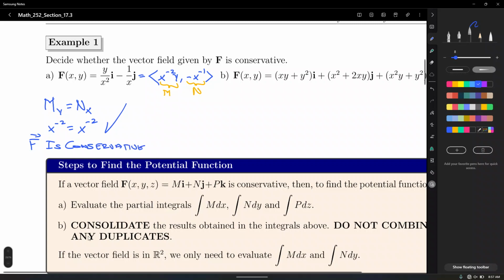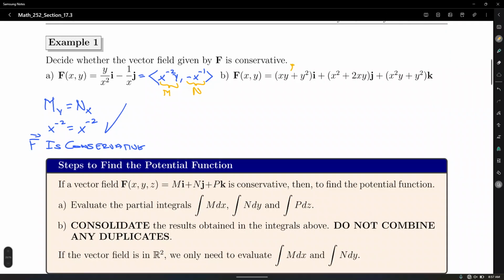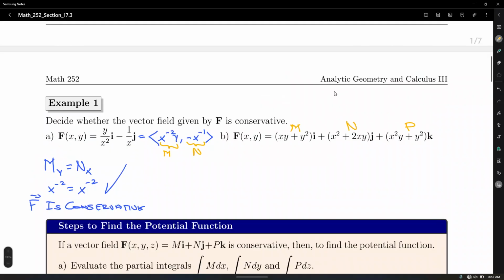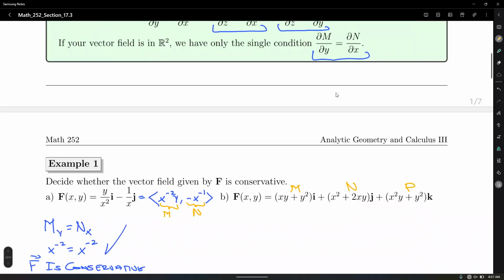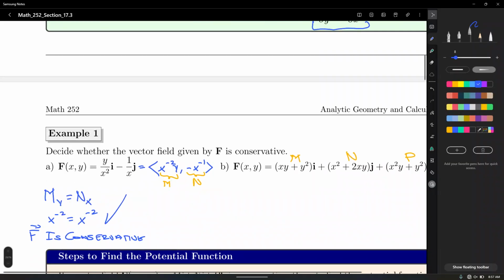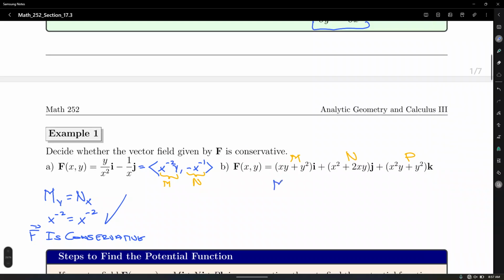What about number 2? Okay, letter B rather. So let's label the components. In this case, it's a vector field in space. This is our M, N, and P. All right. But in this case, we need to satisfy 3 conditions. That means we need to take about 6 partial derivatives. All right. Okay. So let's get started with this partial derivative. We want to know if the partial of M with respect to y is equal to the partial of N with respect to x. All right? So, let's see. Is the partial of M with respect to y equal to the partial of N with respect to x?